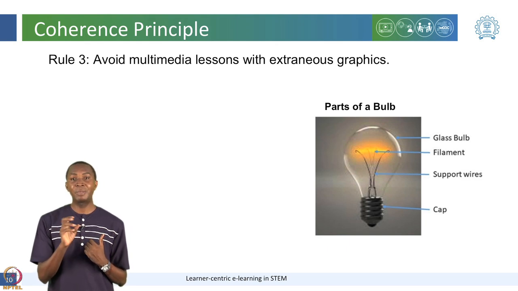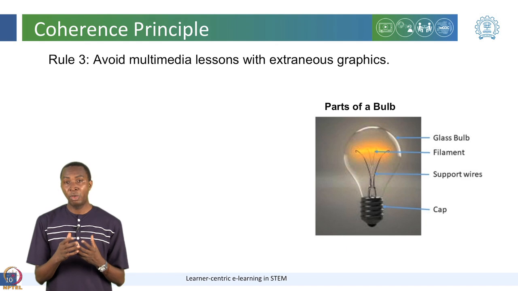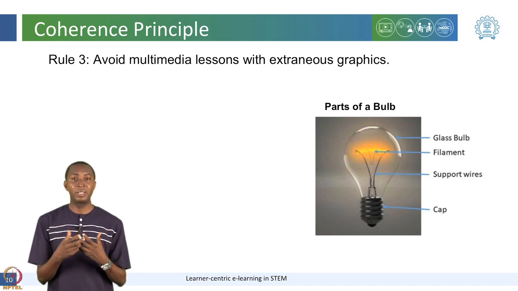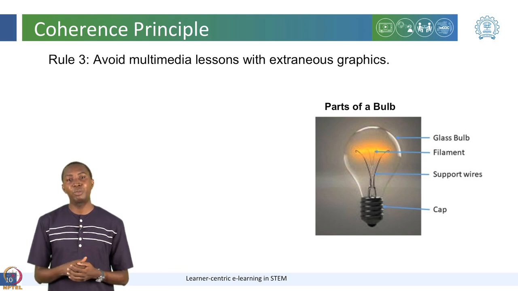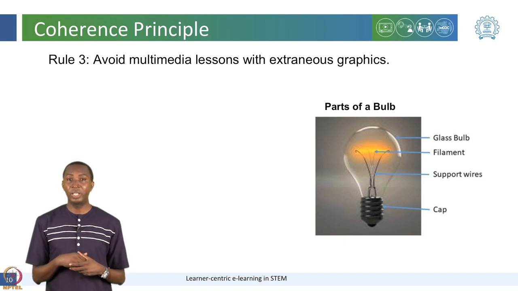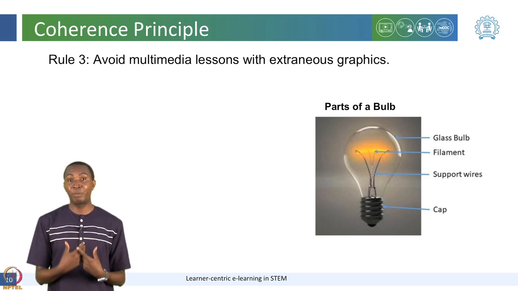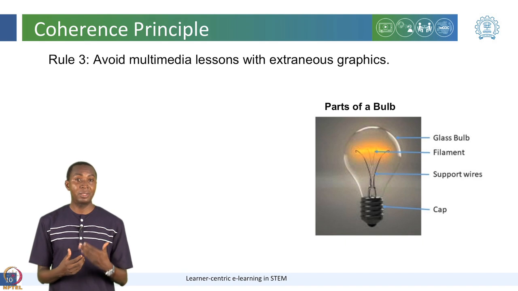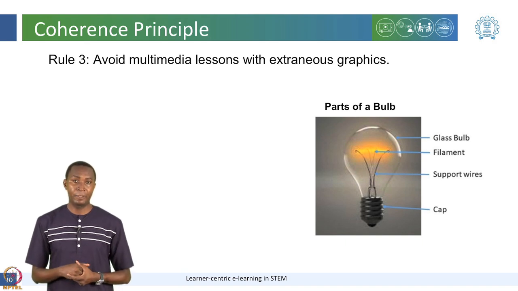So in this case, it becomes much easier for the learner to follow, because it is much clearer, with less information and fewer graphics, which makes it easier for the learner to follow the lesson. This enhances the ability to learn better, which implies that your cognitive processes are not overloaded by the information or the graphics that are put in. And this is how the coherence principle works.